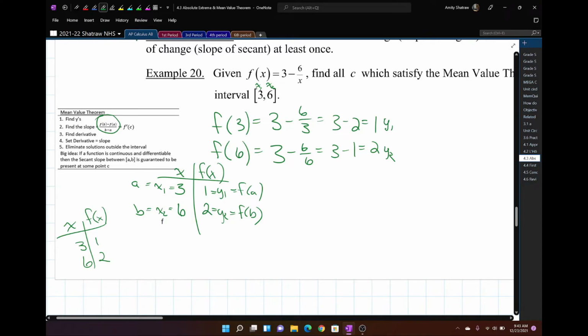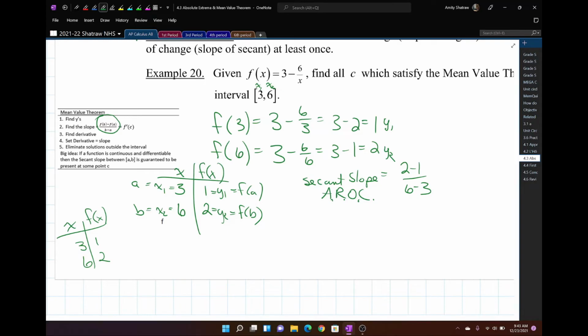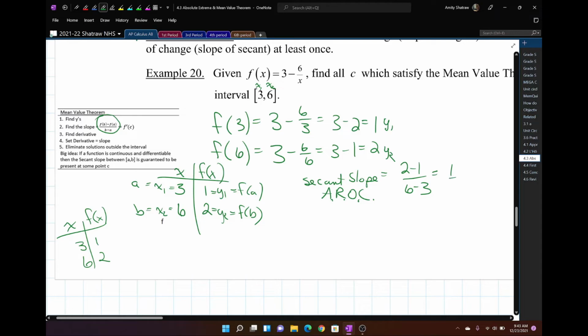Find that secant slope. So my secant slope is going to be 2 minus 1 over 6 minus 3. Oh, and I'll mention that if you want to call it the average rate of change, AROC, you are allowed to. The graders know what that is. They're totally okay with you saying AROC there. So what is that going to end up being? It's going to end up being 1/3.